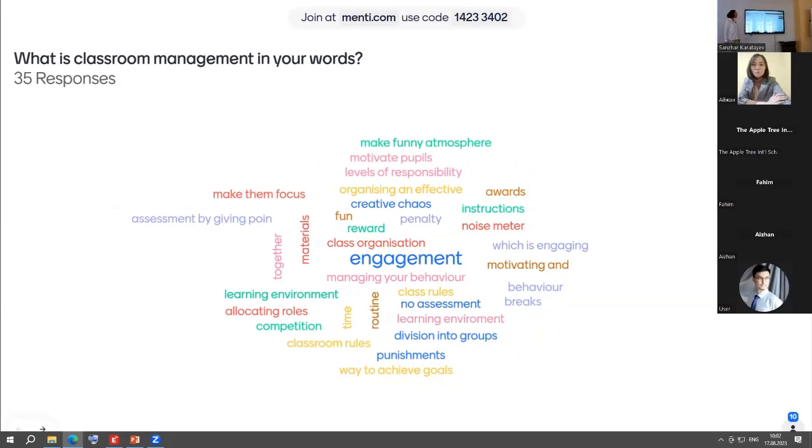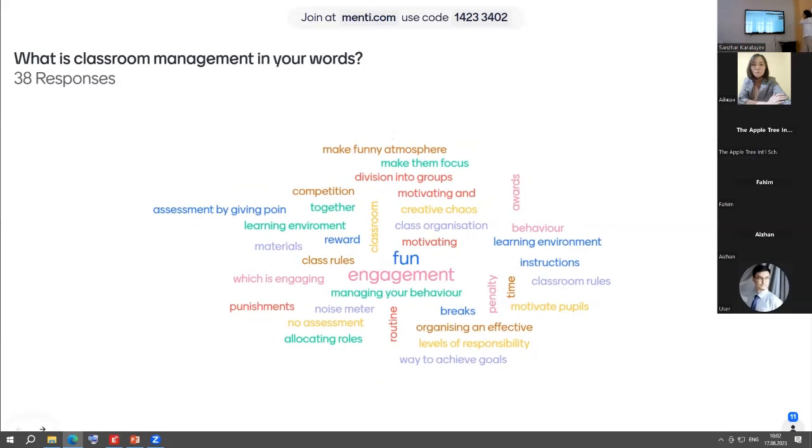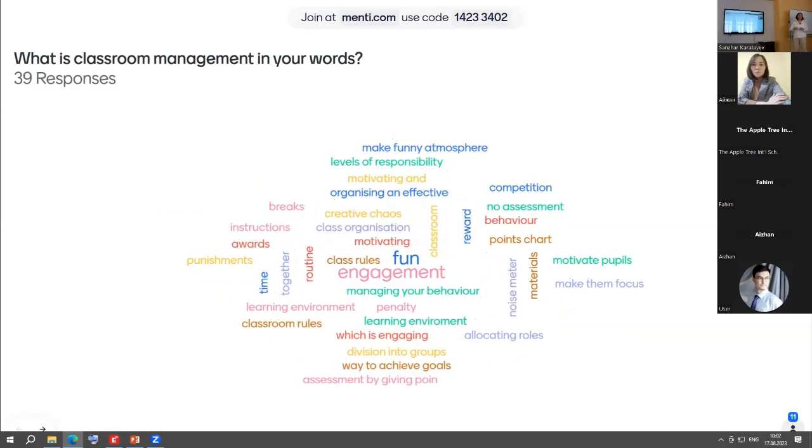Yeah, sometimes it works. Organizing effectively, agree. Competition, exactly. So kids like competition. Behavior, assessment by giving points, focus, noise meter. Yes, there is some kind of noise meters. Yeah, I know our colleague also uses this online.